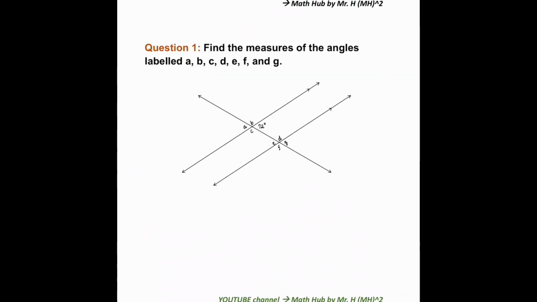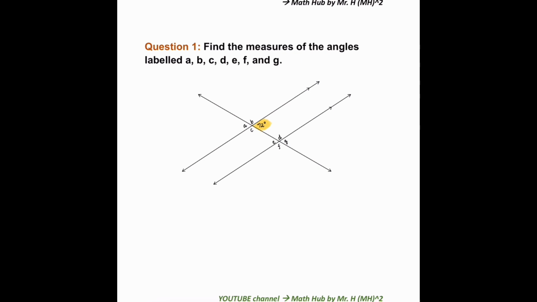Find the measures of the angles labeled A, B, C, D, E, F, and G. From the figure below, you can see that one measure is actually given, which is 72. If you're given only one measurement, definitely you'll be able to find the rest. You can apply here the concept of the angle pairs that we just discussed in order for you to find the measures of the rest of the angles. It's all up to you how you will present your work. You can start wherever you want to, by the way.